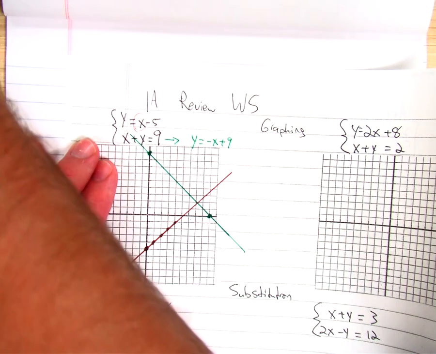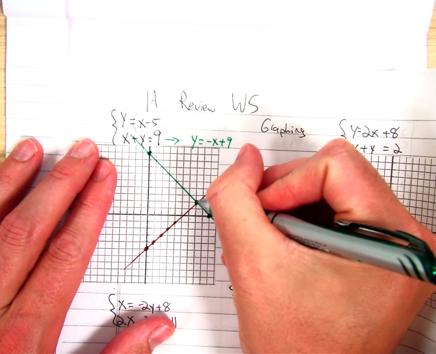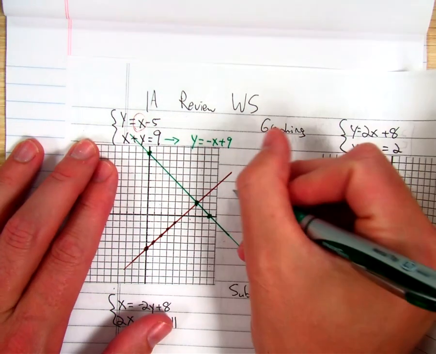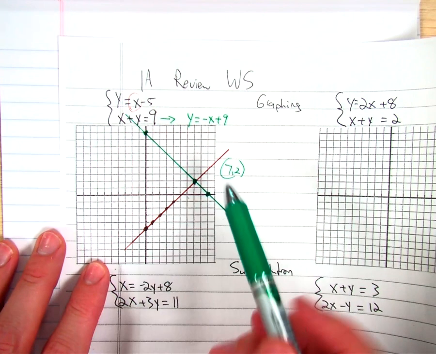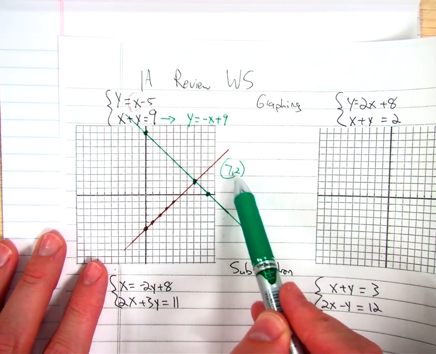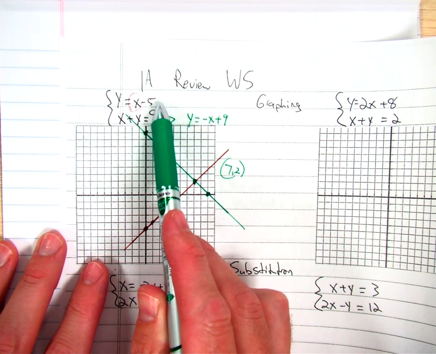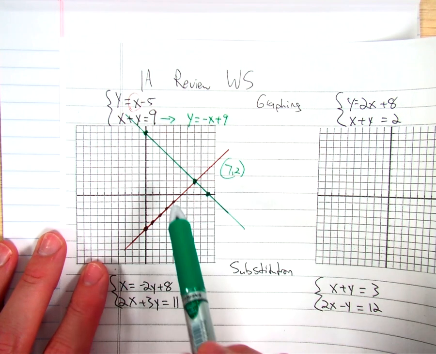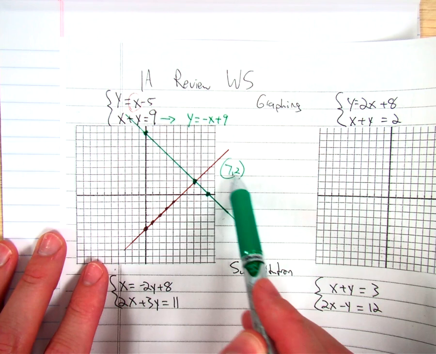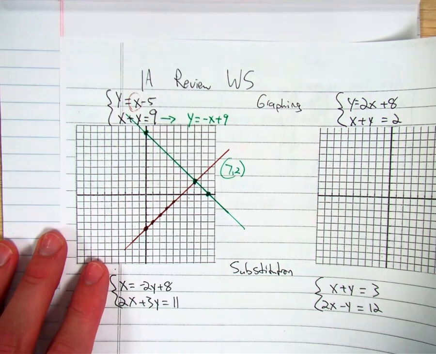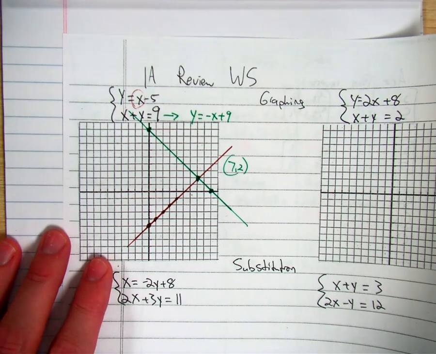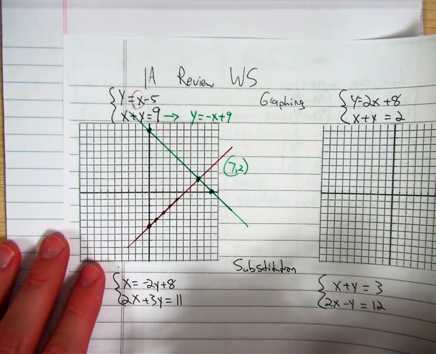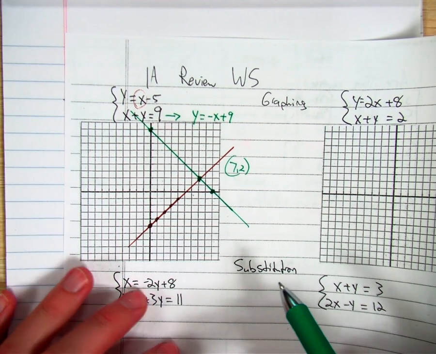Okay, we graph that, and we cross at 7, 2. We should be able to check our answers and plug 7 in for x. 7 minus 5 is 2. 7 plus 2 is 9. It checks out. All right, next we're moving on to substitution.